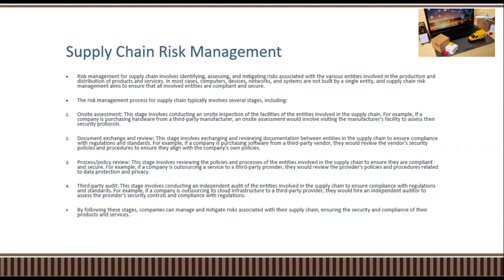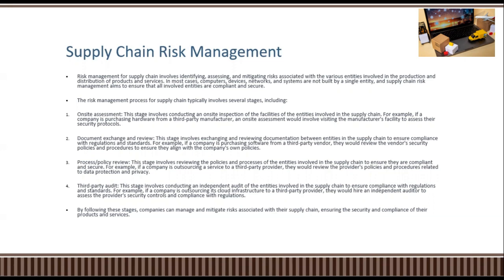The risk management process for supply chain typically involves several stages, including on-site assessment. This stage involves conducting an on-site inspection of the facilities of the entity involved in the supply chain. For example, if a company is purchasing hardware from a third-party manufacturer, an on-site assessment would involve visiting the manufacturer's facility to assess their security protocols.